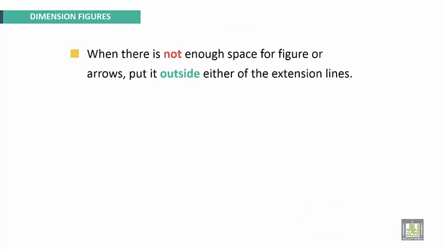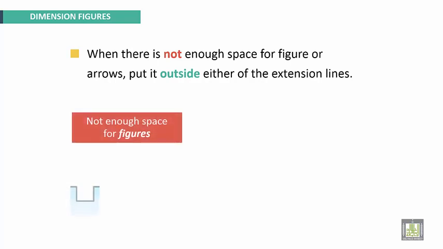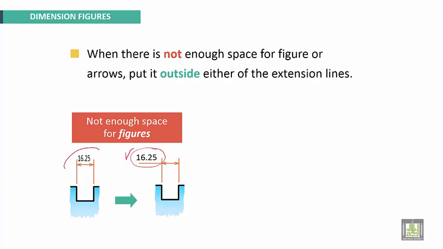When there is not enough space for figures or arrows, put them outside either of the extension lines. There is not enough space for figures, for these figures, for example. Extend the dimension line and put it outside. Okay? This is good. This is not good.